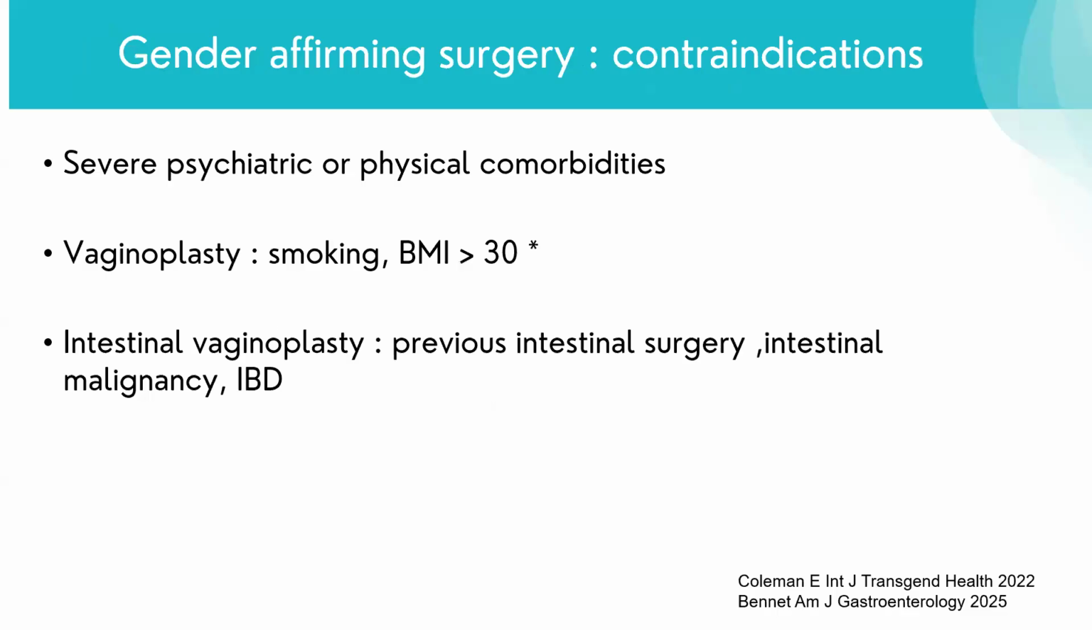So what about contraindications? Severe psychiatric or physical comorbidities are contraindications. And in case of vaginoplasty, smoking and an elevated BMI are also considered contraindications. Specifically about intestinal vaginoplasty, patients need to not have had either previous extensive surgery or a previous history of malignancy or even active IBD.